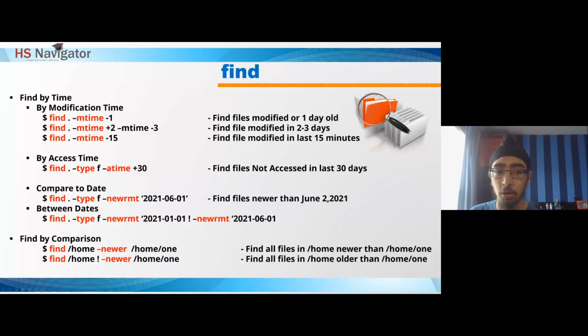It doesn't have to be your current directory either. You can find files in the /home directory that are newer than a given file. So let's say you want to compare files: you have a file that you know the date it was made, but you want to find files newer than that. So find all files in the /home directory that are newer than the one file in the home directory. Or you can put an exclamation mark, meaning not, to find files in the home directory that are not newer than the one file, so older.